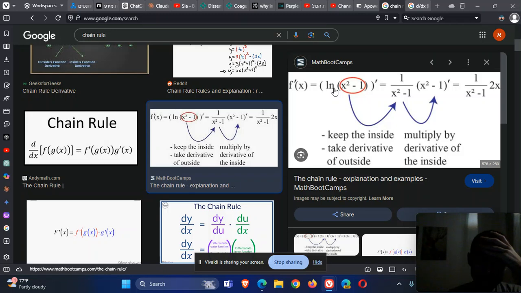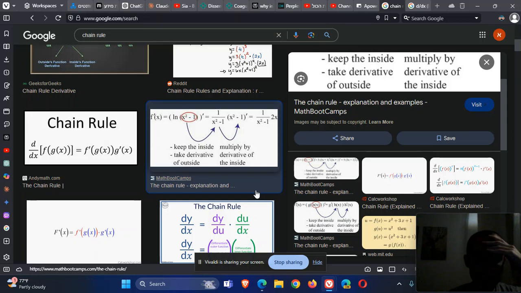So the derivative of ln of something is 1 over the something itself. So the derivative of ln of x squared minus 1 is 1 over x squared minus 1 times the derivative of what's inside, the derivative of x squared minus 1, which is 2 times x. So we get 1 over x squared minus 1 times 2 times x. Okay? So here we apply the chain rule to solve this problem.